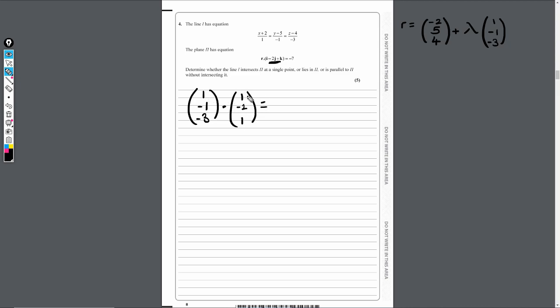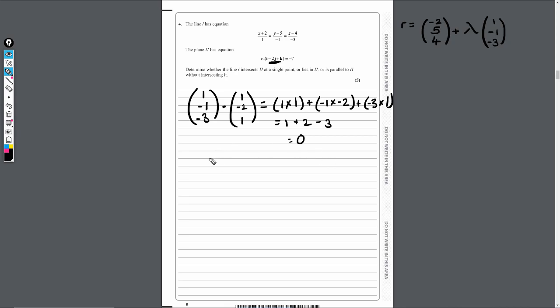So this is going to be equal to 1 times 1, plus minus 1 times minus 2, plus minus 3 times 1. 1 times 1 is 1. Minus 1 times minus 2 is 2, so that's 1 plus 2, plus minus 3 times 1, so that's minus 3. 1 plus 2 is 3, minus 3, we're going to get 0. So this is equal to 0. Now, if you calculate this dot product and your result is equal to 0, and don't forget this is a plane, what it means is that the line must be parallel to the plane.